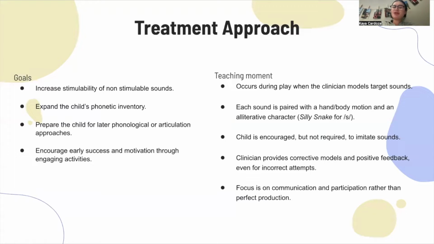For the teaching moment, it occurs during play when the clinician models target sounds. Each sound is paired with a hand or body motion and an alliterative character, such as silly snake for S. The child is encouraged but not required to imitate sounds. The clinician provides corrective models and positive feedback, even for incorrect attempts. And the focus is on communication and participation rather than perfect production.